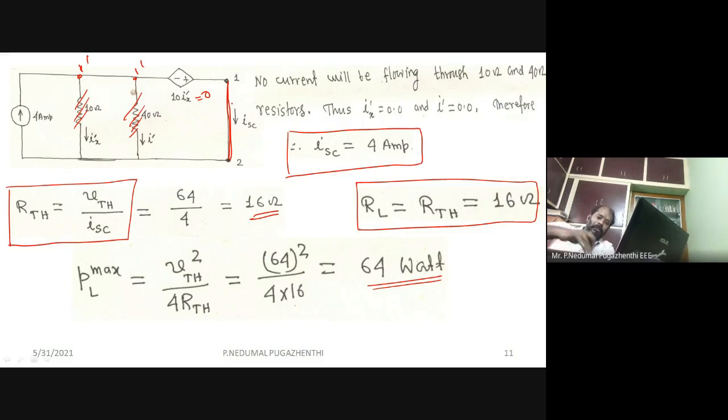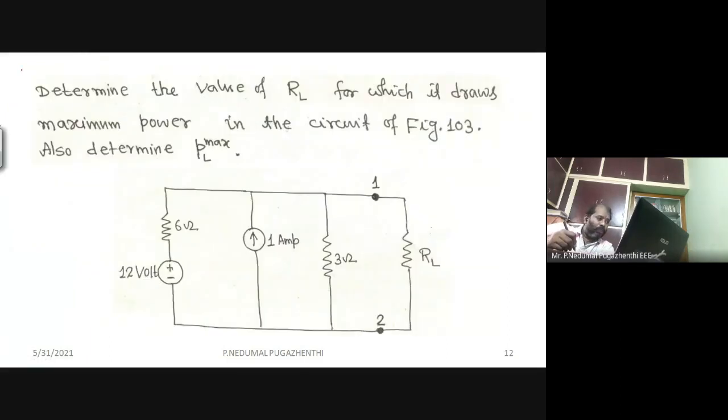No. Fine. Let me go for the third example. It's again a simple network. Example 3. Determine the value of RL, which will draw the maximum power, and also find PL max. It's again a very simple cakewalk for you. Since it is having only independent sources, you can work on it and find it. I know what the condition is: RL is equal to RThevenin. And the formula for PL max is VThevenin squared divided by 4 into RThevenin, or RL, whatever it is.